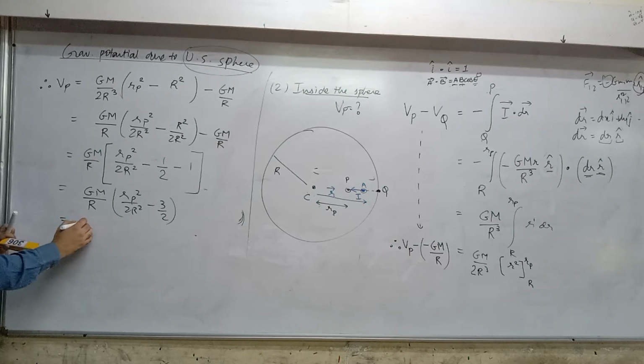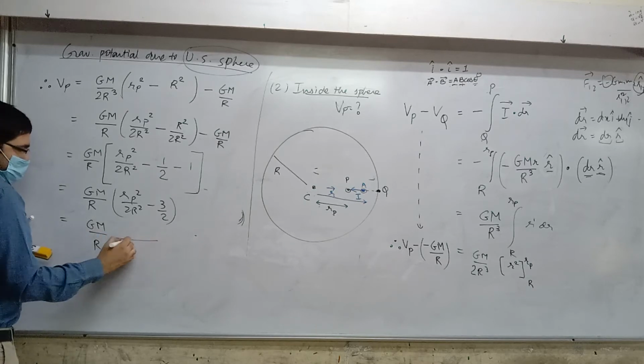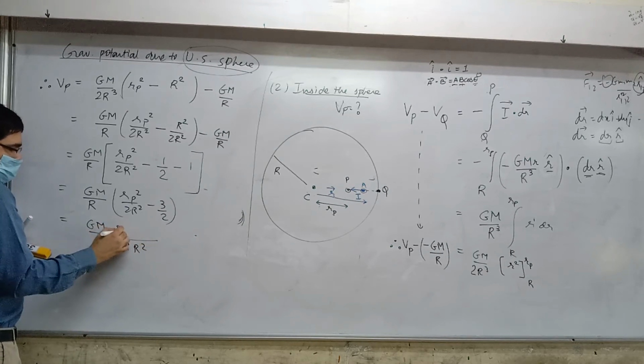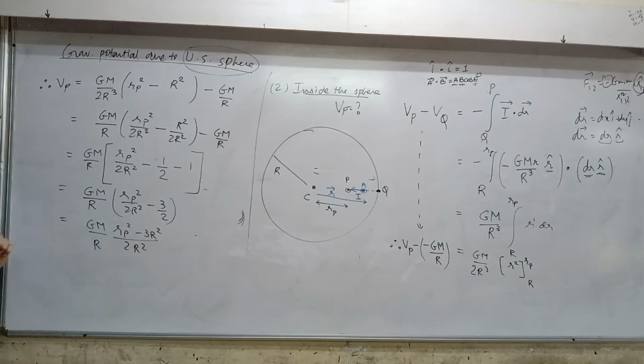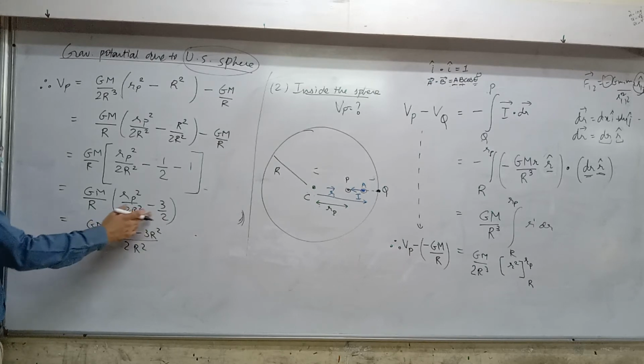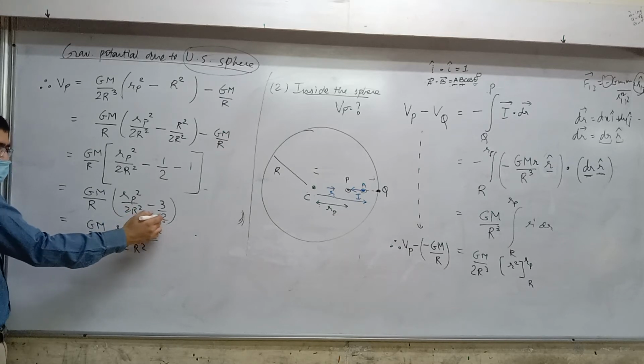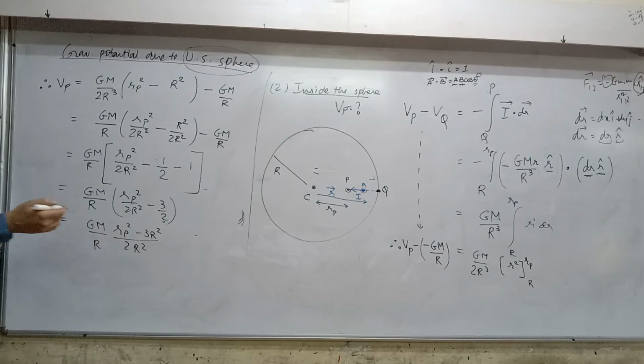Right? And then have a look at this step. Do you get this step or not? No. Yes, we took the LCM. LCM of 2 and 2R square. What's missing here? R square. So we multiplied here. Okay, right? So this is what we have.